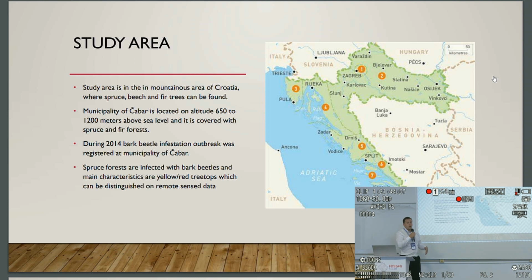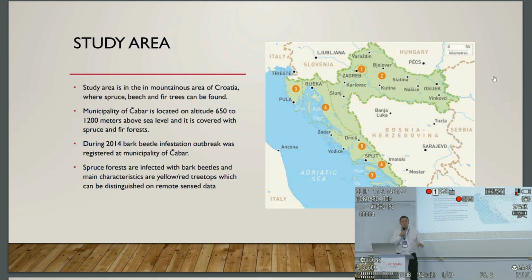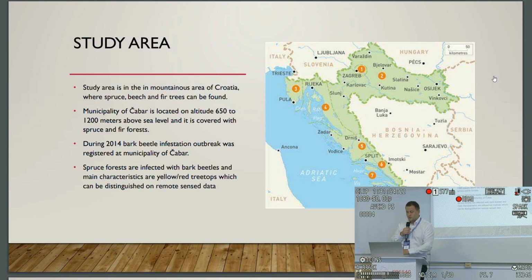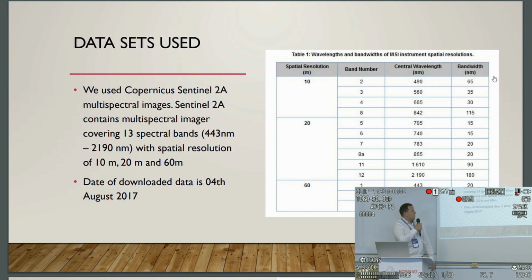The public authority of Croatian forests, which is dealing with this forest, knew exactly where these infected trees are, to later establish a connection and to prove whether some machine learning methods are better than others. We used the Copernicus Sentinel multispectral imager with ten spectral bands, and the date is the beginning of August, when there is no cloud coverage, and because it is in August, healthy trees can be distinguished from infected forest.